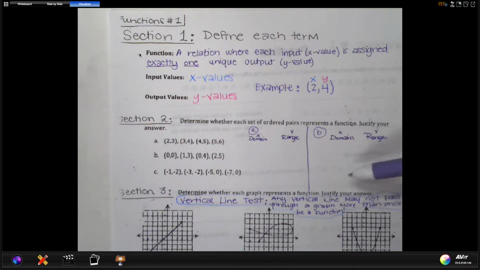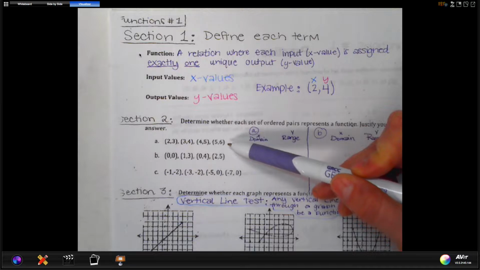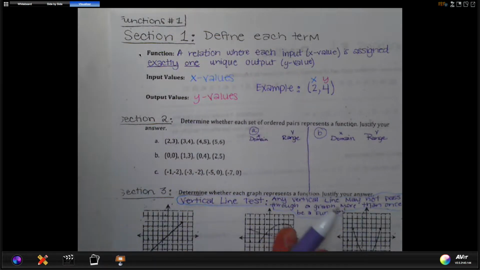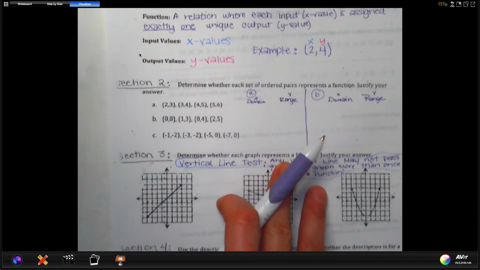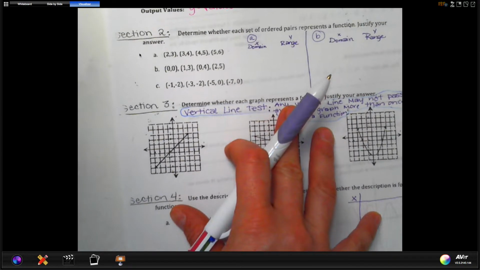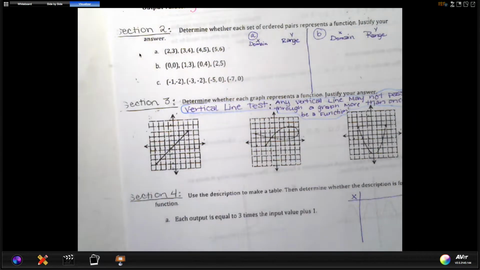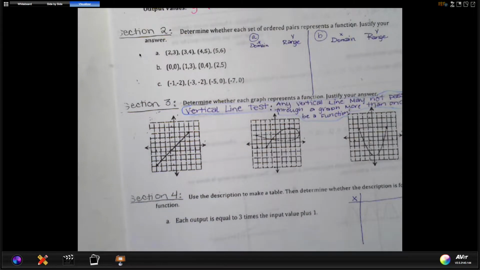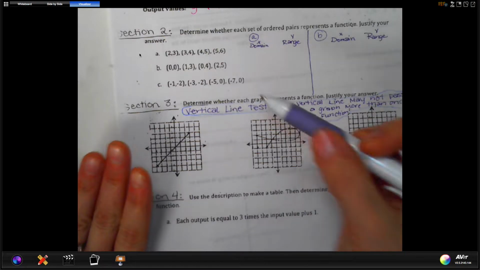What we're going to focus on today is how to determine whether or not a relation is a function by looking at ordered pairs, graphs, and a description. We're going to start with ordered pairs. If you're in my class, we've done this before, but let's review. The first relation we're going to look at is relation A. To determine whether or not it's a function, we are going to make what we call an arrow diagram or mapping diagram.